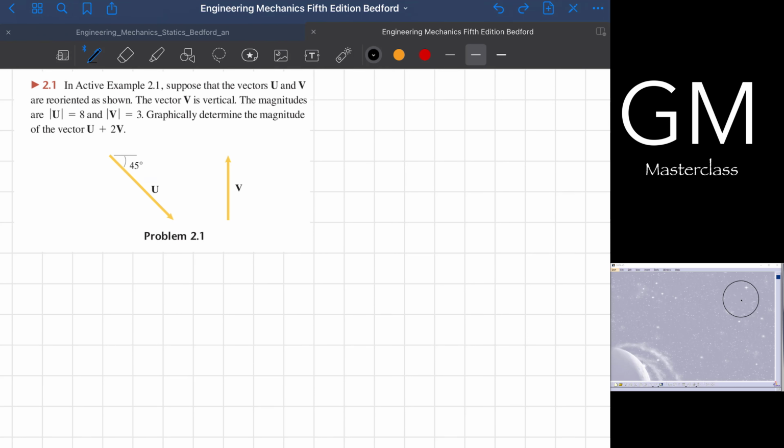Okay, we're going to solve exercise number 2.1. In active example 2.1, suppose that the vectors u and v are reoriented as shown. The vector b is vertical and the magnitudes are magnitude of u equals 8 and b equals 3. Graphically determine the magnitude of the vector u plus 2b.